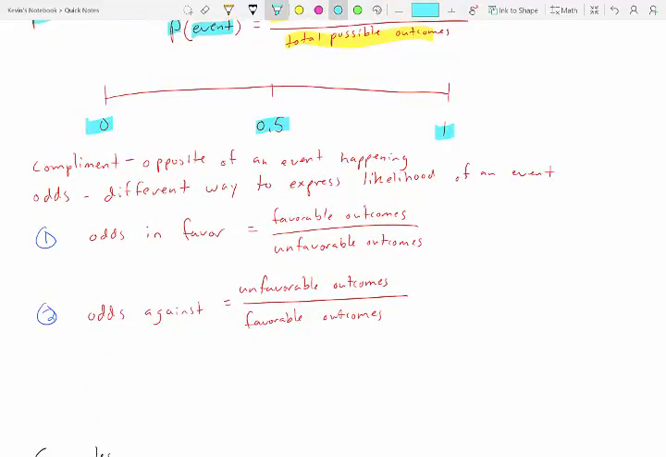Next definition is the complement. It's the opposite of an event happening. Then we have odds. It's a different way to express the likelihood of an event, and there's two different ways we can do it. We can do, one, the odds in favor, which is the number of favorable outcomes over the unfavorable outcomes, or we can do the odds against, which is the unfavorable outcomes over the favorable outcomes.